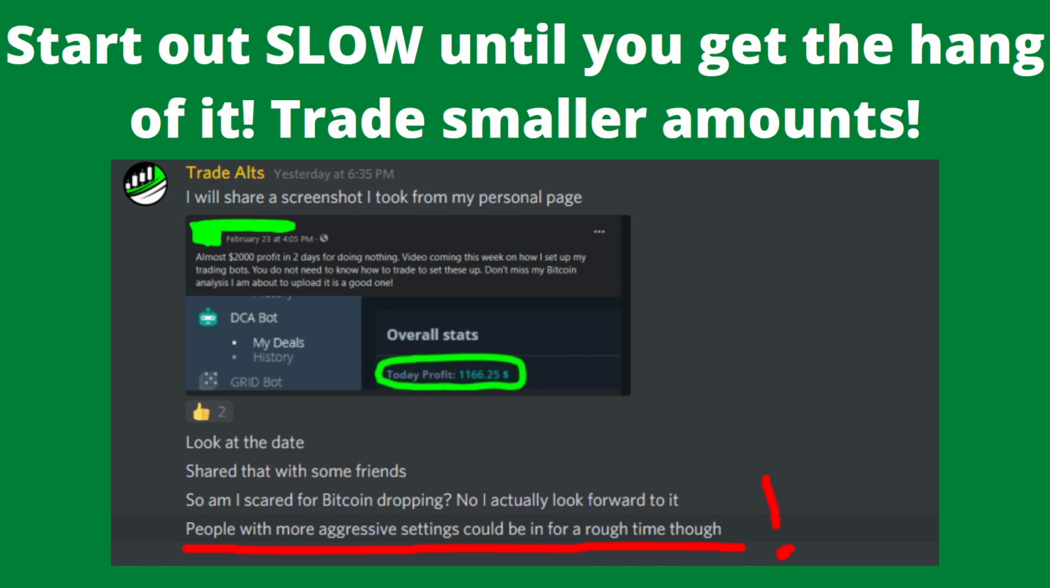I said, look at the date, shared that with some friends. Am I scared for Bitcoin dropping? No, I actually look forward to it. But people with more aggressive settings could be in for a rough time.